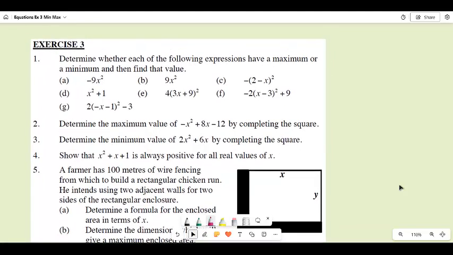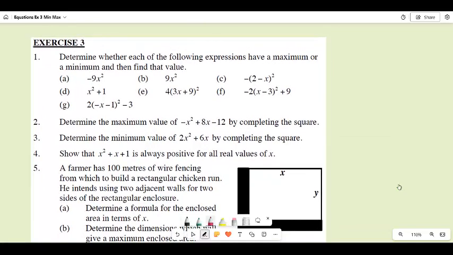You look at the a value, and I can see that the a value over here is negative. Negative means it's a frowny face. Since it is a frowny face, that means that it is a maximum value. Agreed? B is positive, which is a smiley face, which means it's a minimum value. C is a negative value, which is a frowny face, which means it's a maximum value. D is positive, smiley face, minimum value.